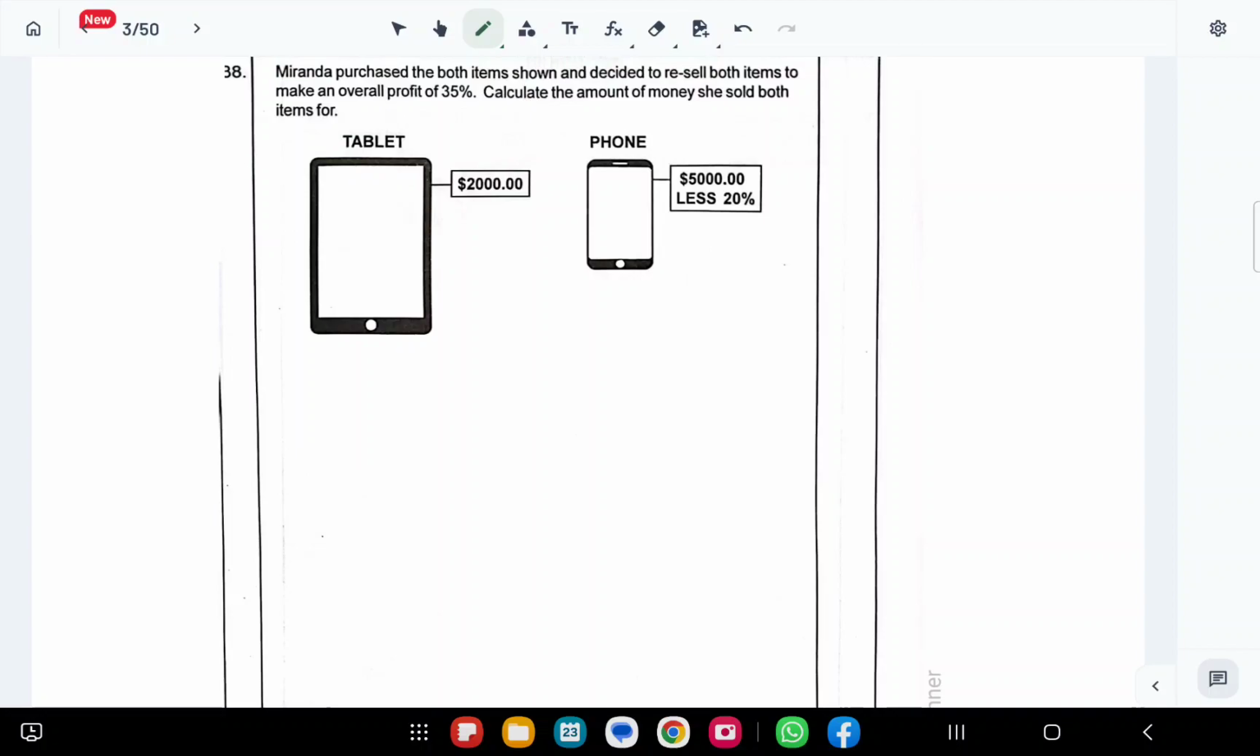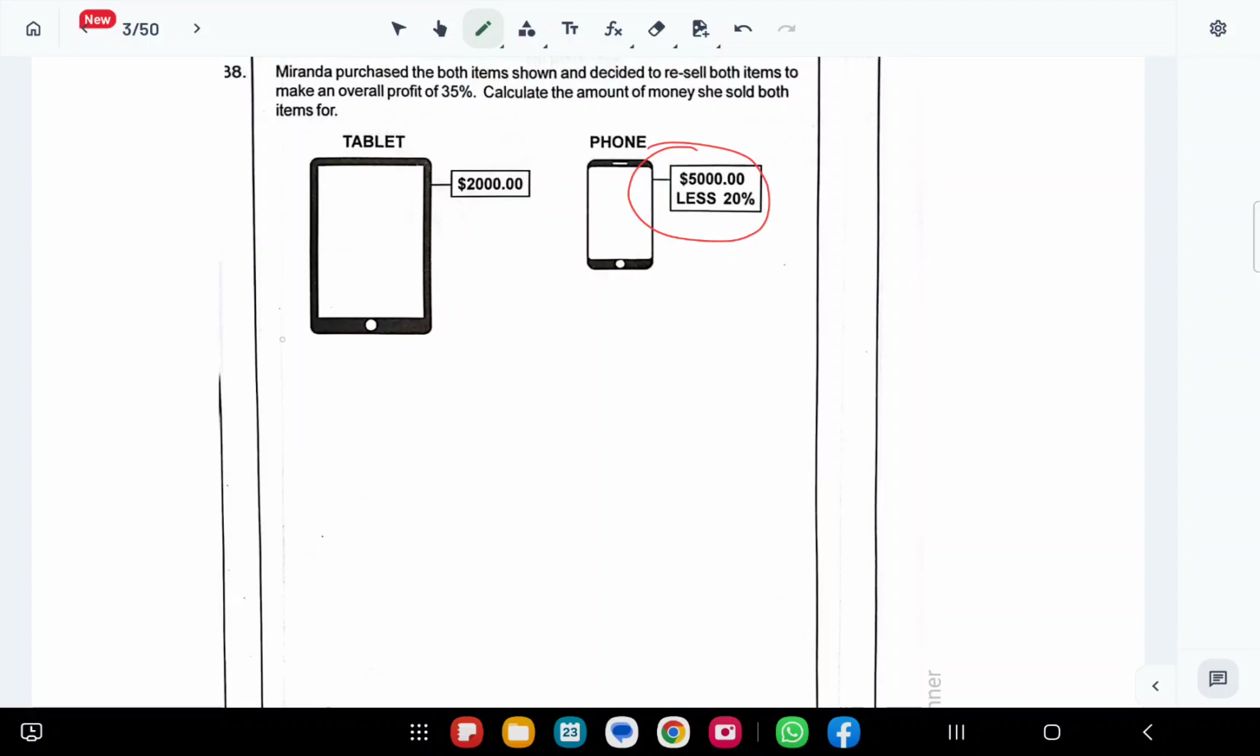So before we could calculate the amount she sold the item for, the selling price, we first need to calculate how much money she paid for the items. So we need to calculate the cost price. But looking at this here now, we see that the phone, you'll get a 20% discount. So we need to solve how much she paid for the phone before we could calculate the total that she paid.